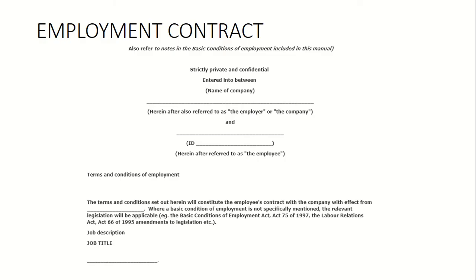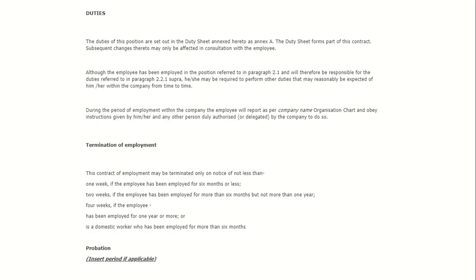Here is an example of an employment contract. It actually is a contract between the employer and the employee, and it tells you what your duties are and how you can terminate your employment. At times it will state for how long you're going to be on probation. Normally people are on probation for 3 months.